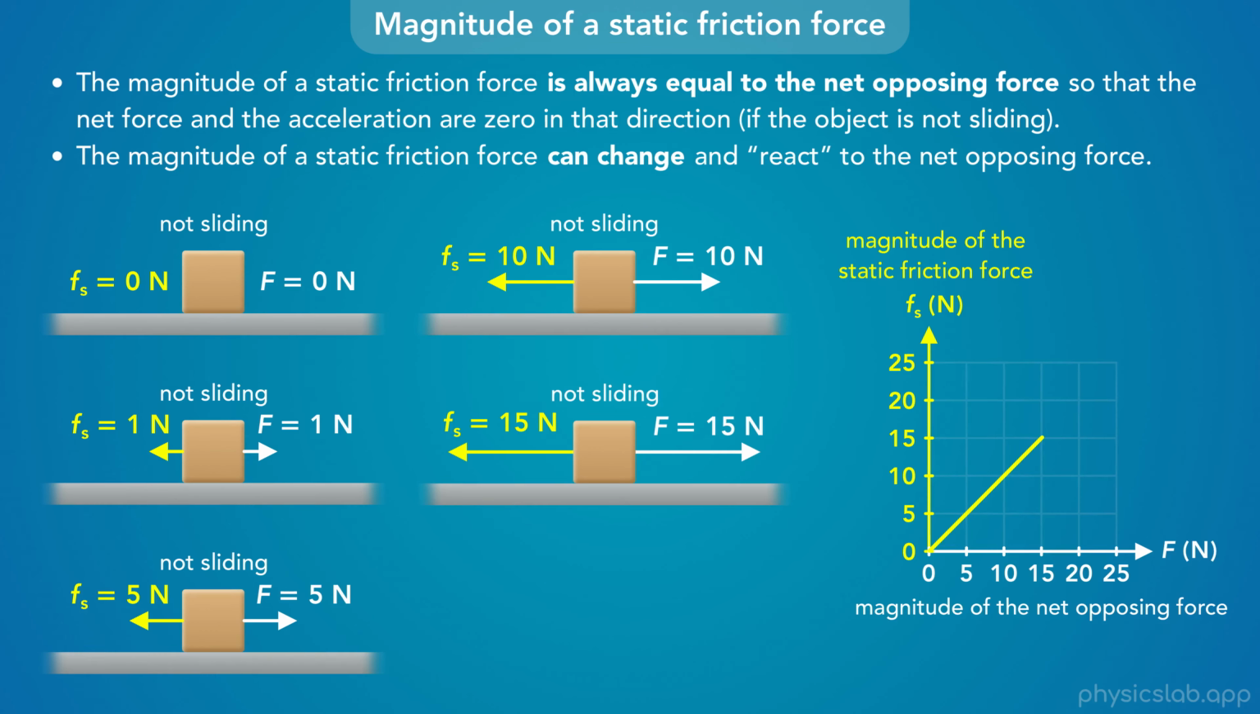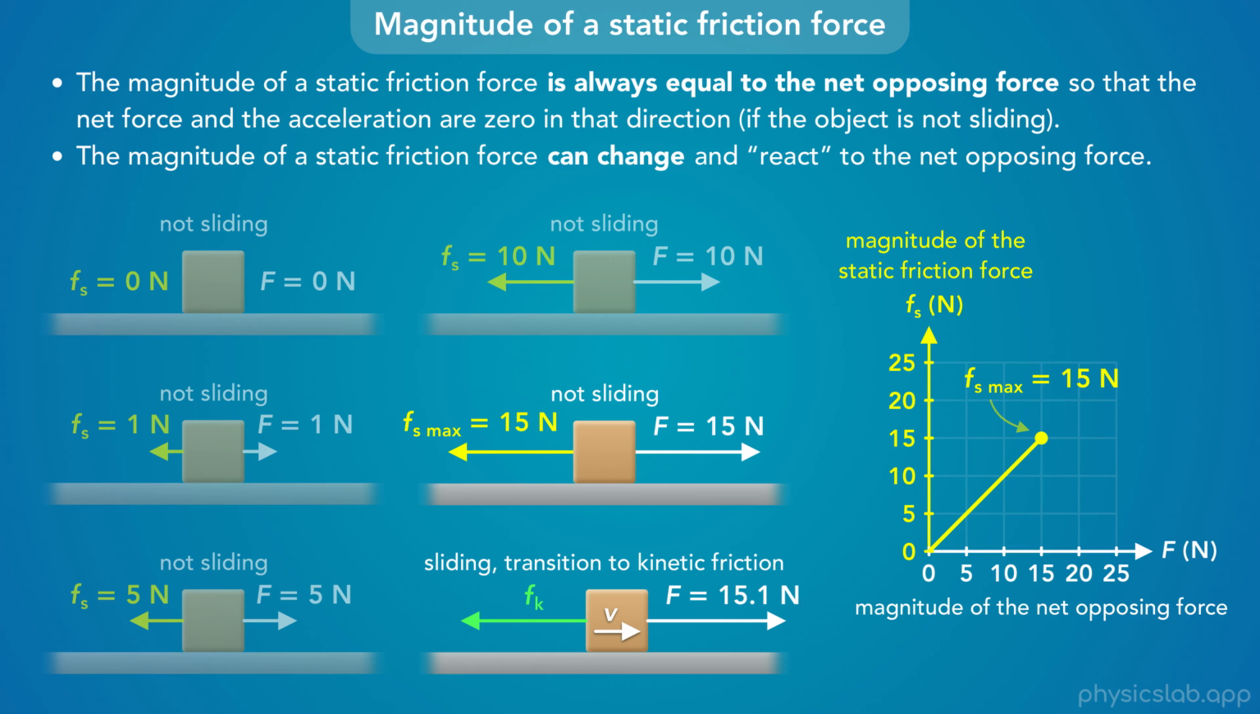So even though the static friction force is always equal to the net opposing force, there is a limit. There is a maximum amount of static friction that the ground can provide. In this example, let's say the maximum static friction force from the ground is 15 newtons. If the opposing force is 15 newtons to the right, the static friction force will still be 15 newtons to the left. But if the opposing force increases to 15.1 newtons, the box begins sliding to the right, and the friction force transitions from static friction to kinetic friction. The box is now sliding, so there's no longer a static friction force.